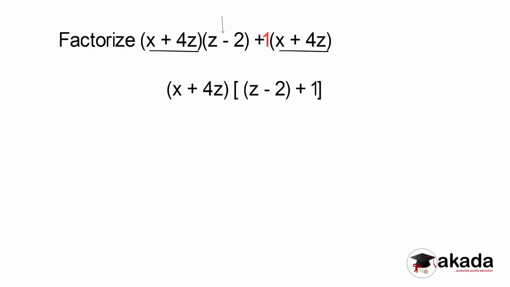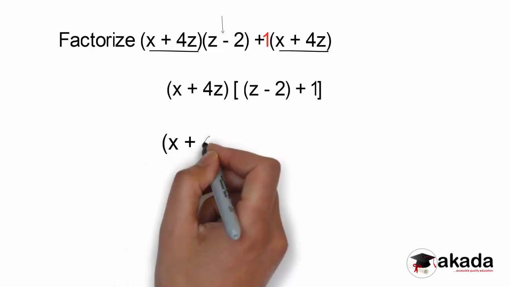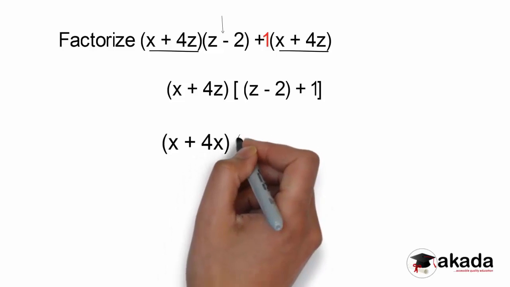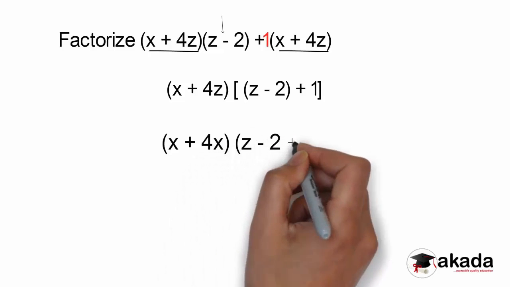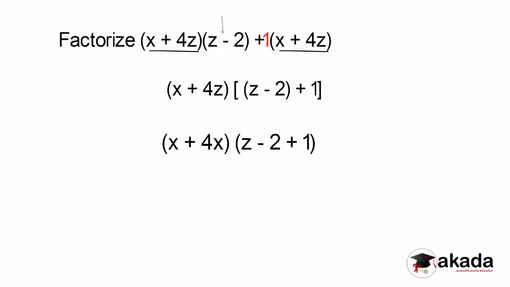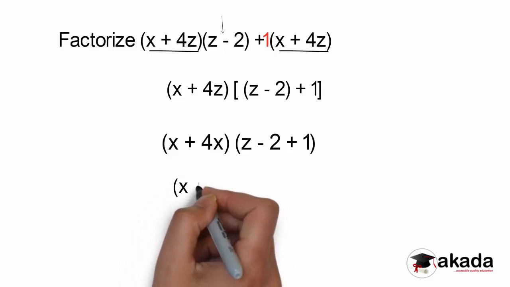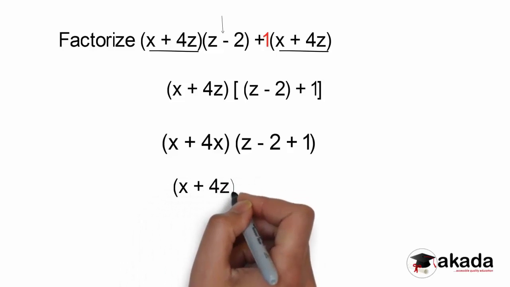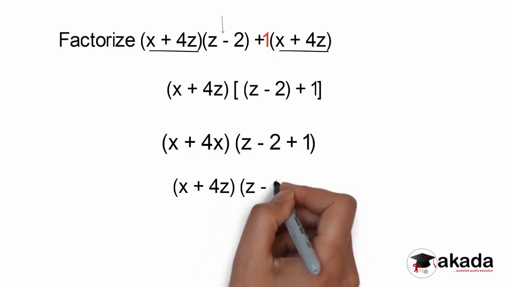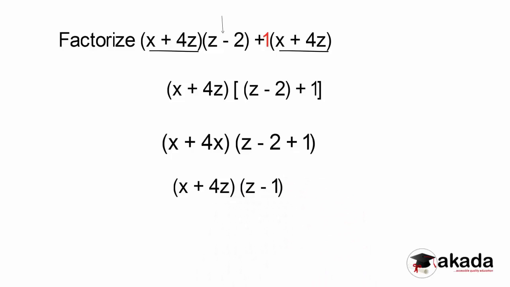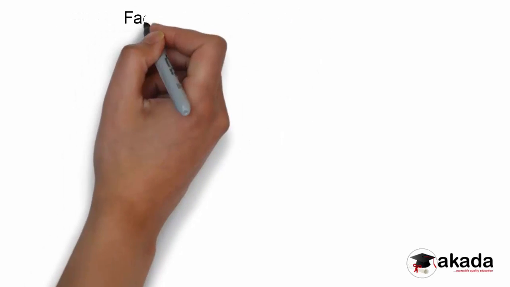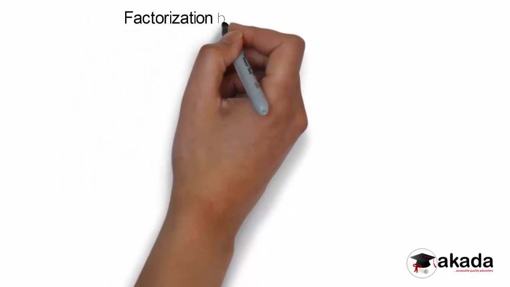Can you see that? So solving further, we open the small bracket. So we have z - 2 + 1. So our final answer gives us (x + 4z)(z - 1). Did you see that? It is pretty simple and very easy to solve. So now, let's take a look at what factorization by grouping means.